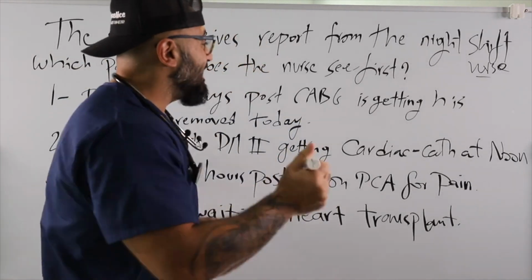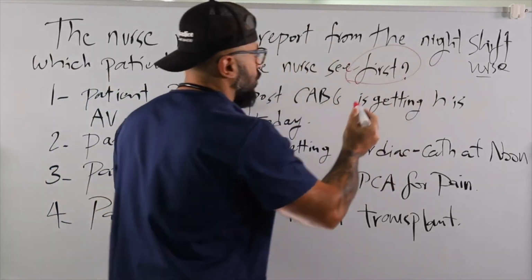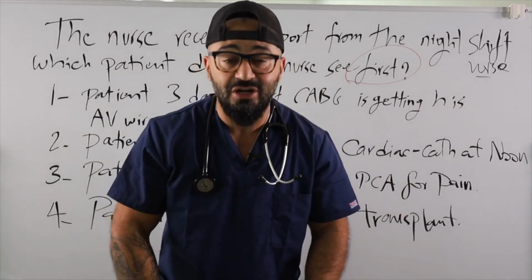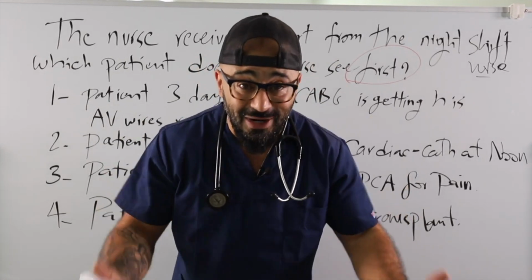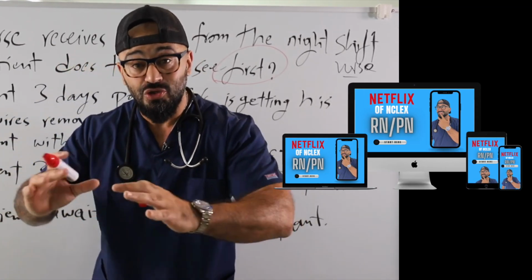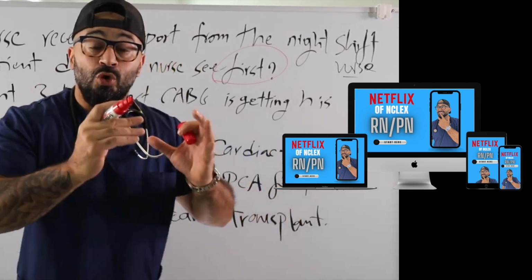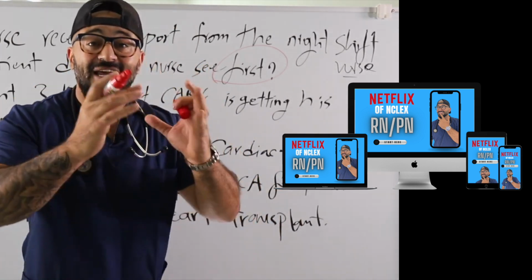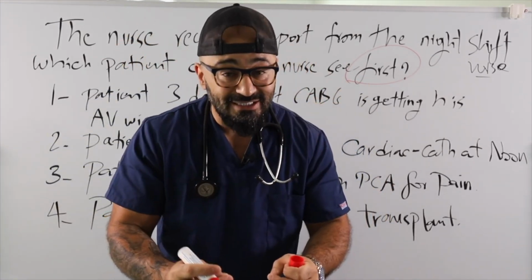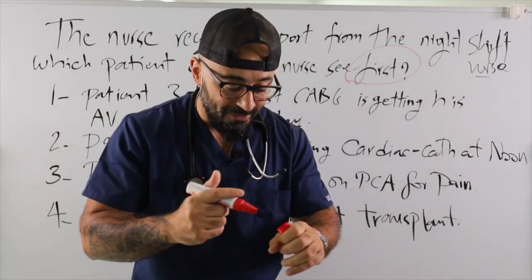Anytime you see the word first, what are you going to think? You're going to think about prioritization. And anytime you think about prioritization, you're going to think about two NCLEX strategies. On my program, the Netflix of NCLEX that my students use to pass their NCLEX, we've got almost 15 NCLEX strategies. For prioritization, there are two: nursing process and ABC's PEEP.